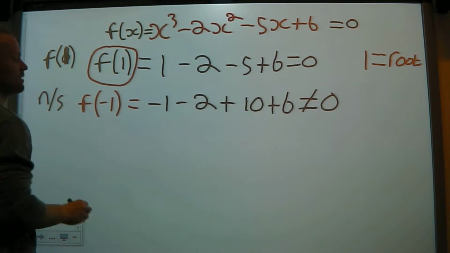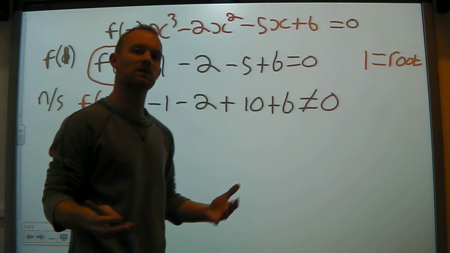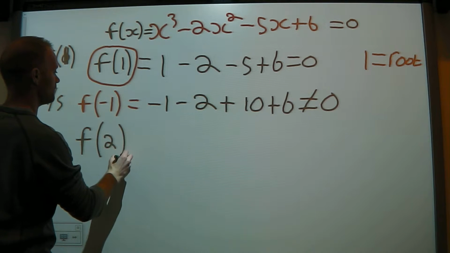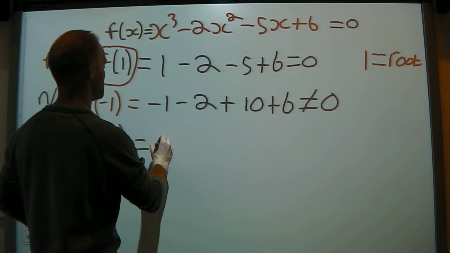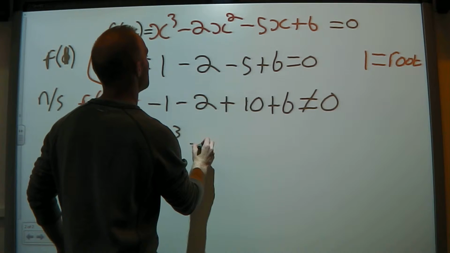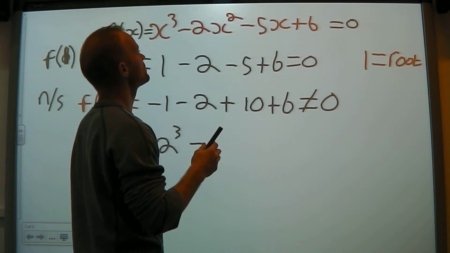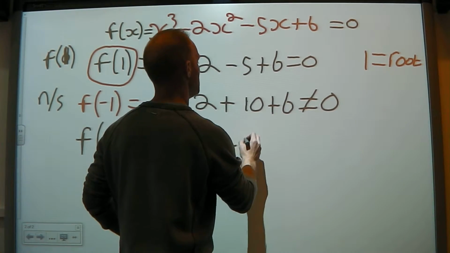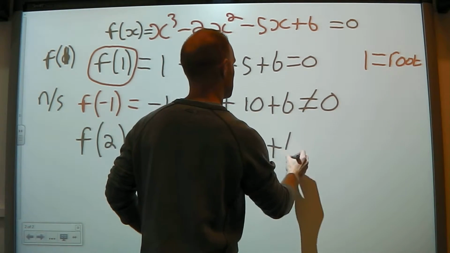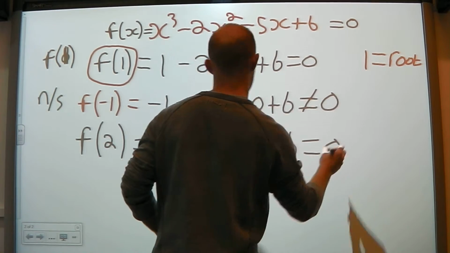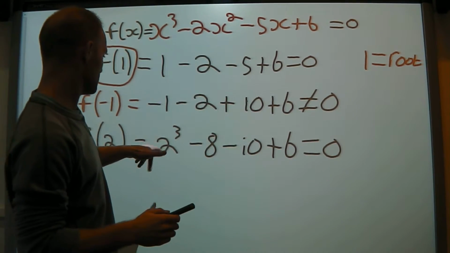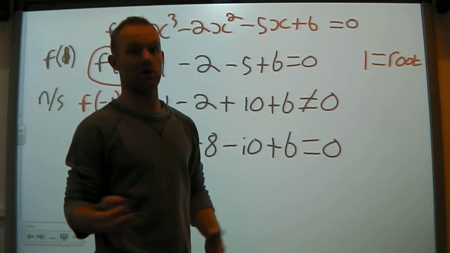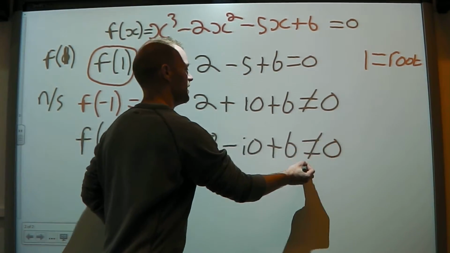No solution there. So our next attempt is 2. So f of 2 is equal to 2 cubed minus 2 times 2 squared, which is 8, minus 5 times 2, which is minus 10, plus 6 is equal to 0. So 2 cubed is 8, minus 8 is 0. So -10 plus 6 equals 0? No, it's not equal to 0. So that's not a solution either.